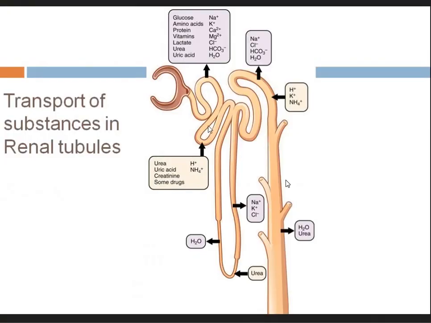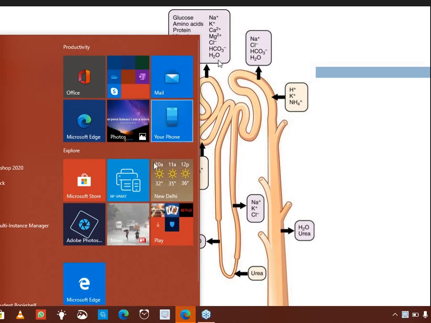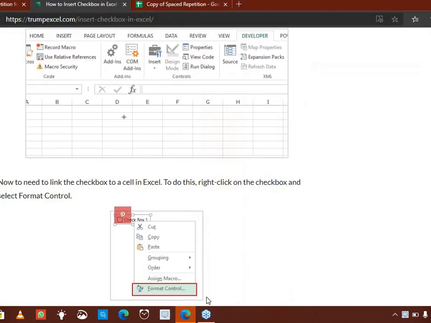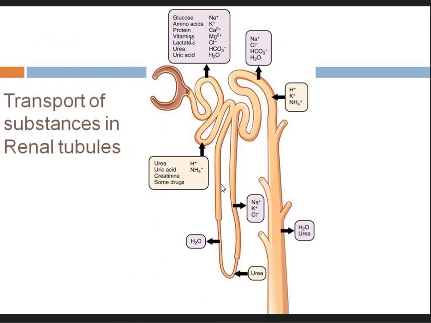We studied the transport of various substances in different portions of the tubules in the last class. We studied that in the PCT, most of the ions and all these substances, along with urea and other organic and non-organic substances, are mainly reabsorbed, and 65% of the reabsorption of all these substances takes place in the PCT. In the PCT itself, there are certain substances which are also secreted. Hydrogen ions, ammonium ions, and various other substances are secreted in the PCT.